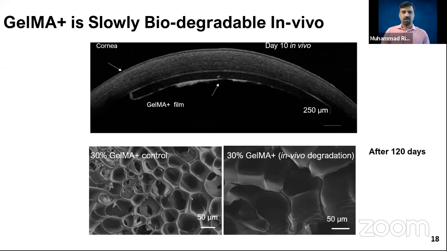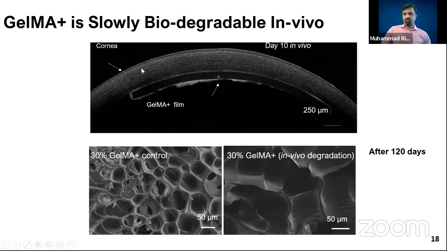Okay, so this is how we basically transplanted the grafts that we engineered in the lab into the eyes. So what do we see? We see that this is the hydrogel film in the eye, and this is the original cornea of the animal model. These surgeries were done in rabbits.